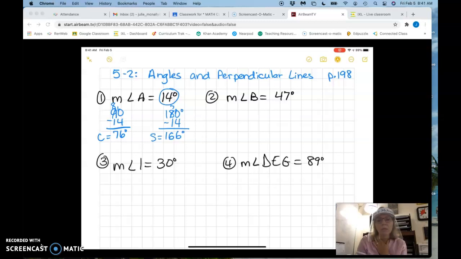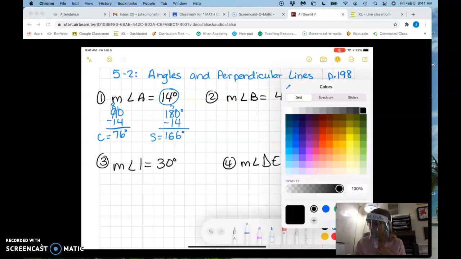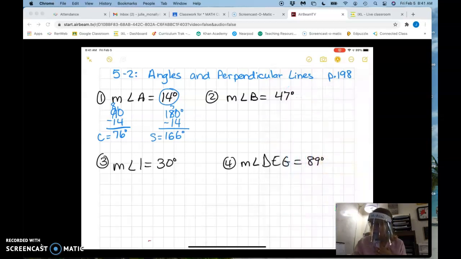So that's it. You're just subtracting it from 90 and then subtracting it from 180, and that'll give you the answers for both of those. So I'm going to do one more, and then I'm going to let you try them on your own. So this one, we'll do 90 minus 47, and we'll do 180 minus 47. And you could use your calculator if you want.